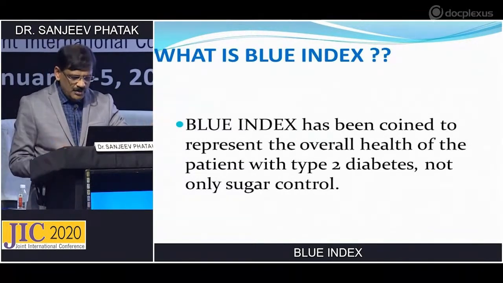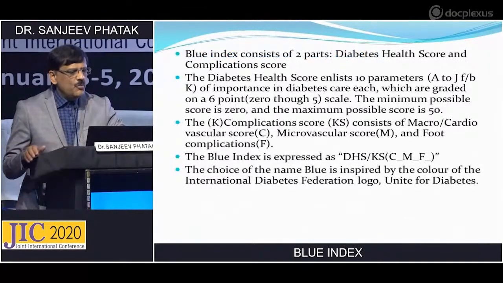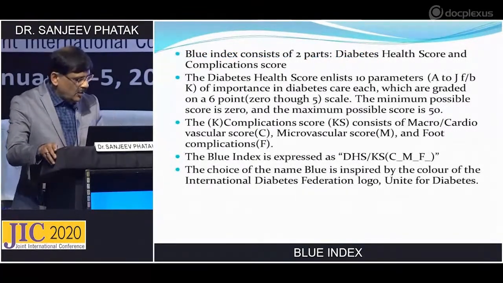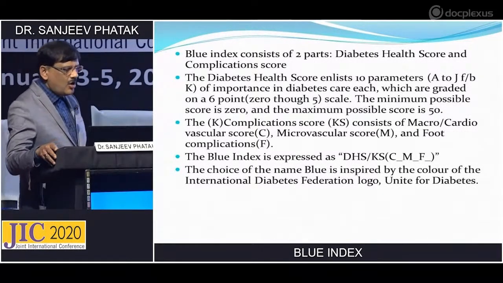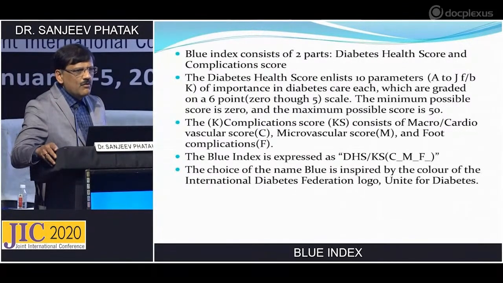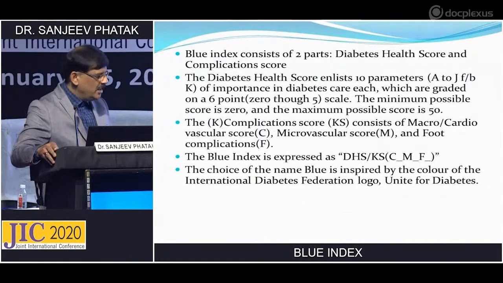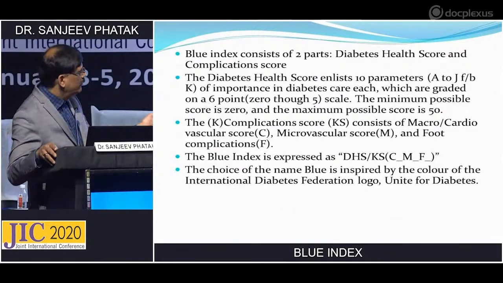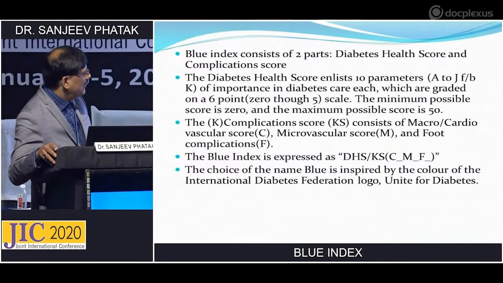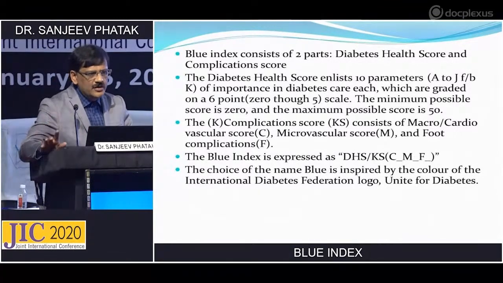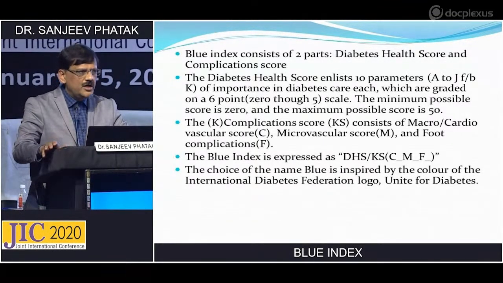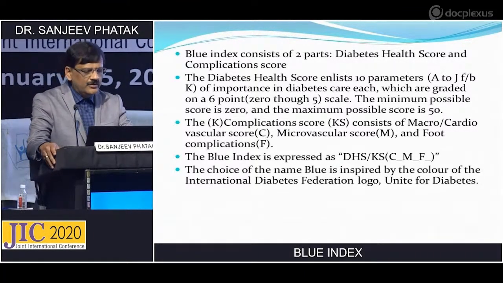Based upon all this, we have developed this tool, which consists of two parts: the diabetic health score and the complication score. The health score consists of 10 parameters. We'll just go to that. And the complications part takes care of the macrovascular, microvascular, and foot complications. And we express the BLUE index as DHS, that is diabetic health score slash complication score. It's not a division, it's not a ratio. It is expressed just like blood pressure of 120/80. It's just like that, DHS slash complication score.